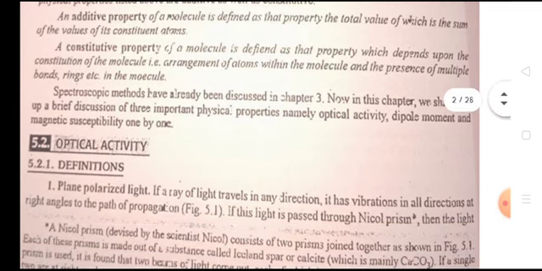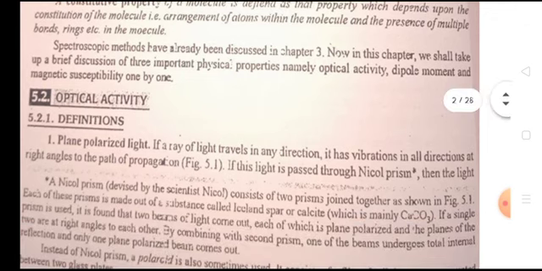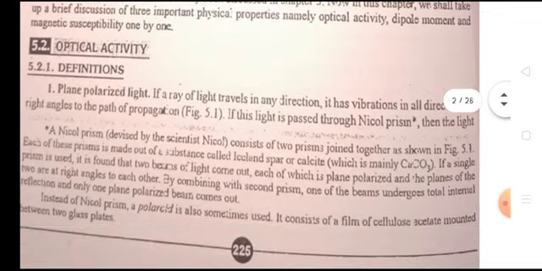A constitutive property of a molecule is defined as the property which depends upon the constitution of the molecule, that is, the arrangement of atoms within the molecule and the presence of multiple bonds, rings, etc. in the molecule. Spectroscopic methods have already been discussed in chapter 3. Now in this chapter we shall take up a brief discussion of three important physical properties, namely optical activity, dipole moment and magnetic susceptibility, one by one.